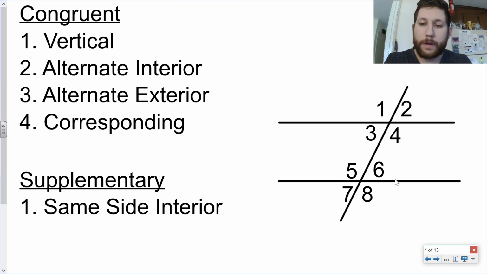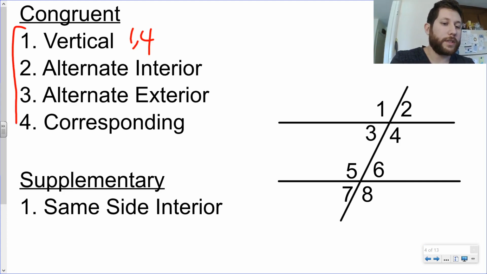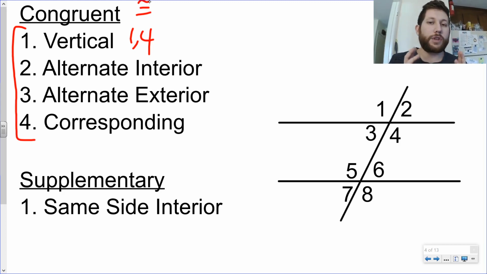So let's first talk about vertical angles. So vertical angles, that'd be like 1 and 4 here. Vertical angles are congruent. Actually, this whole list here is congruent. And remember, congruent doesn't just mean equals. Well, it means equals, but it's usually what we use for shapes, for angles, things like that. So numbers get equal signs, shapes and angles, they get congruent signs. So vertical angles, they're equal.